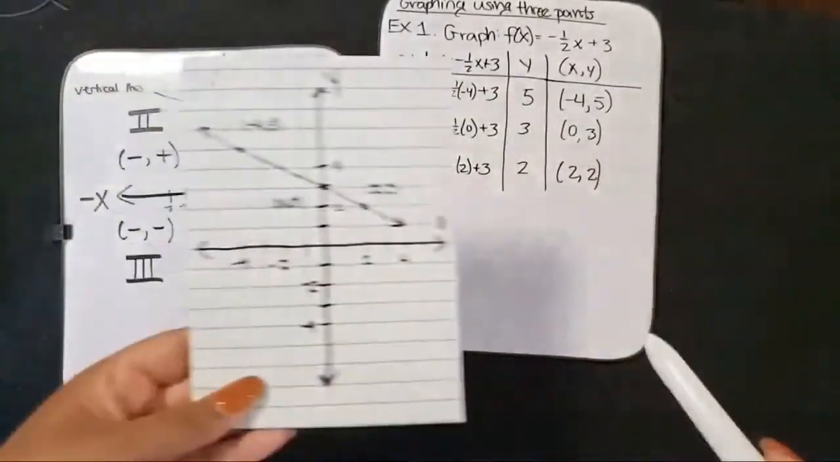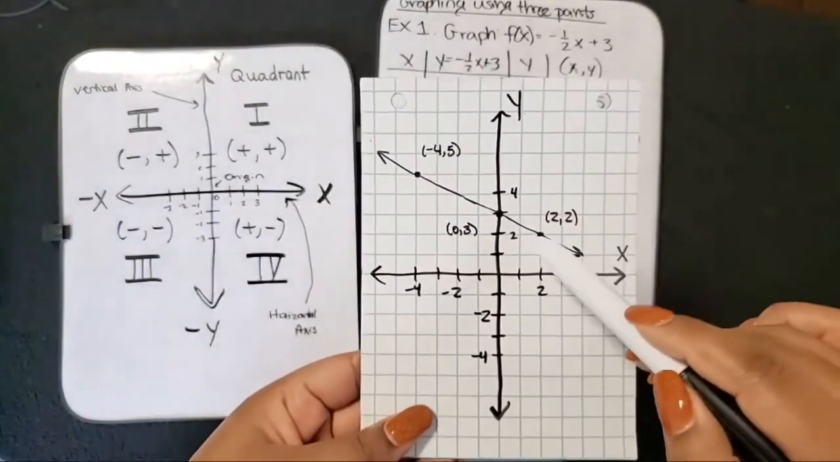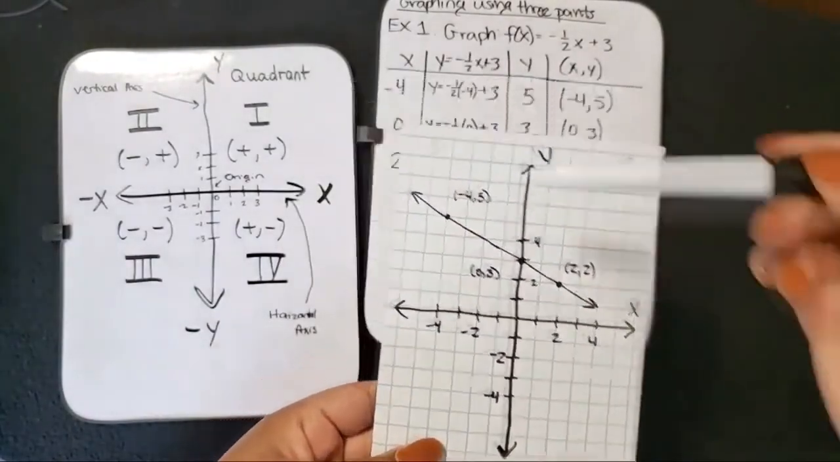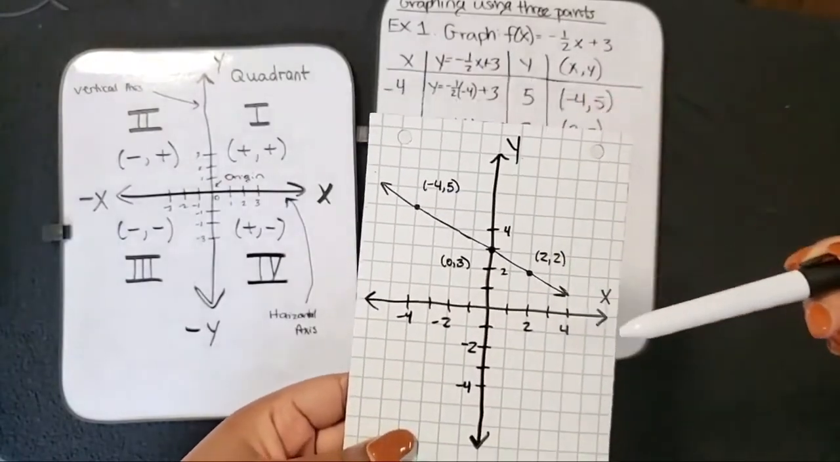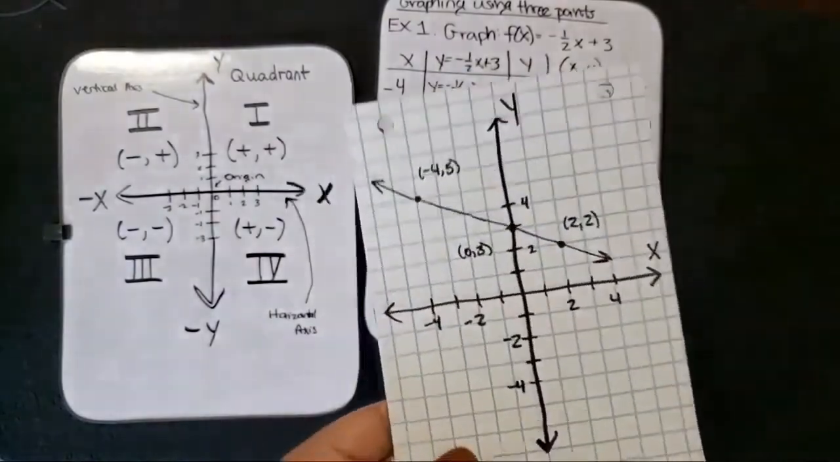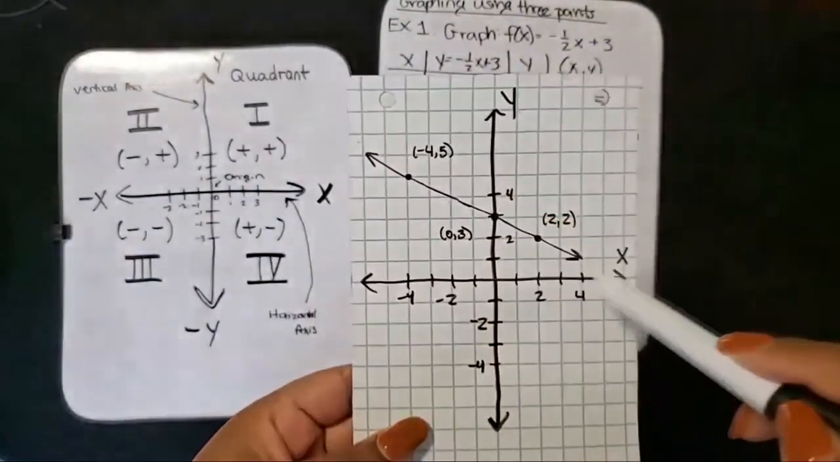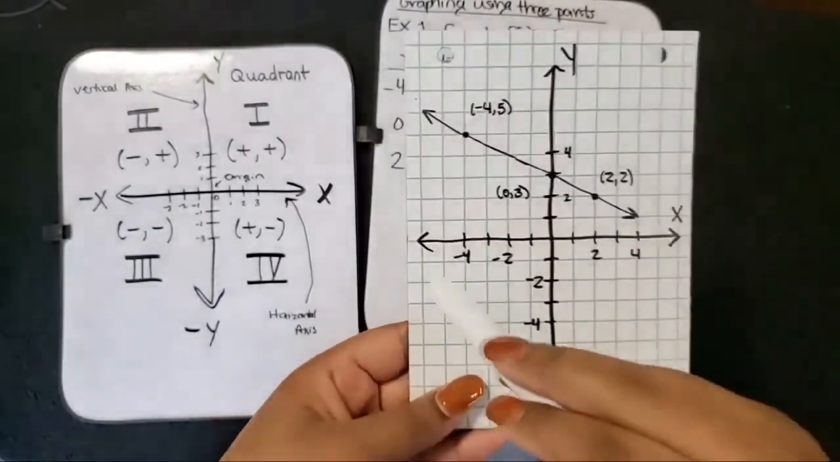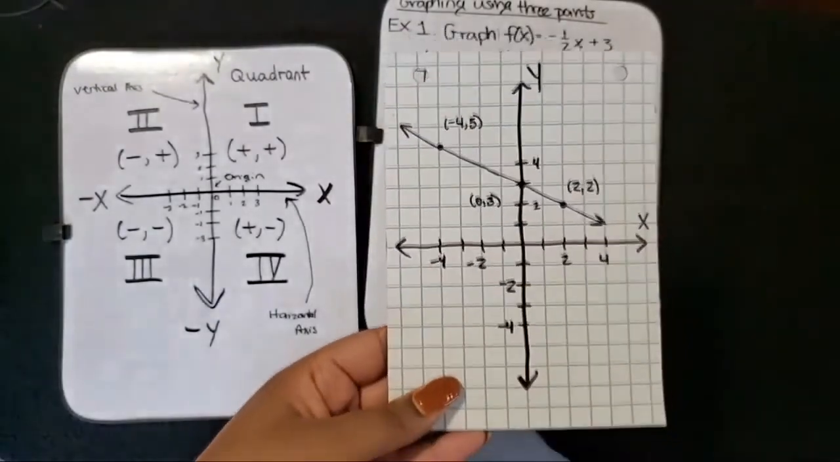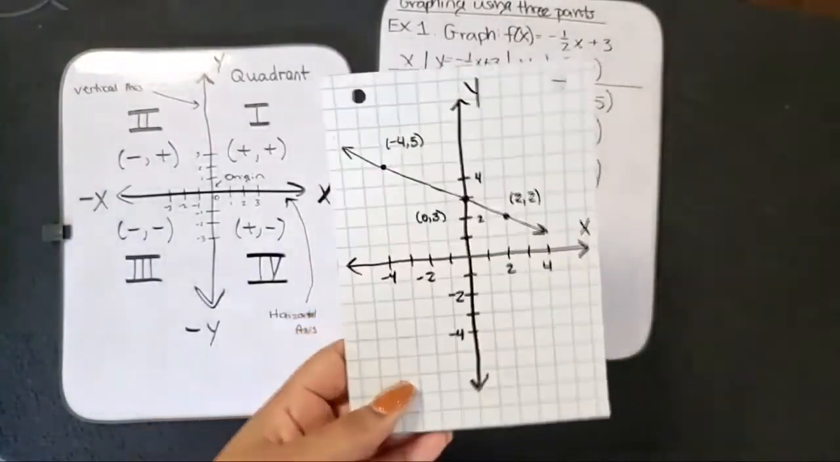Then we have 2, 2. So we go to the right 2 and up 2 and plot a point there. Then we connect it, and that is our line, okay? Because this is a straight line, we put an arrow at the end, the same way we put an arrow at the end of these, because it signifies that it's going to keep going on and on forever.